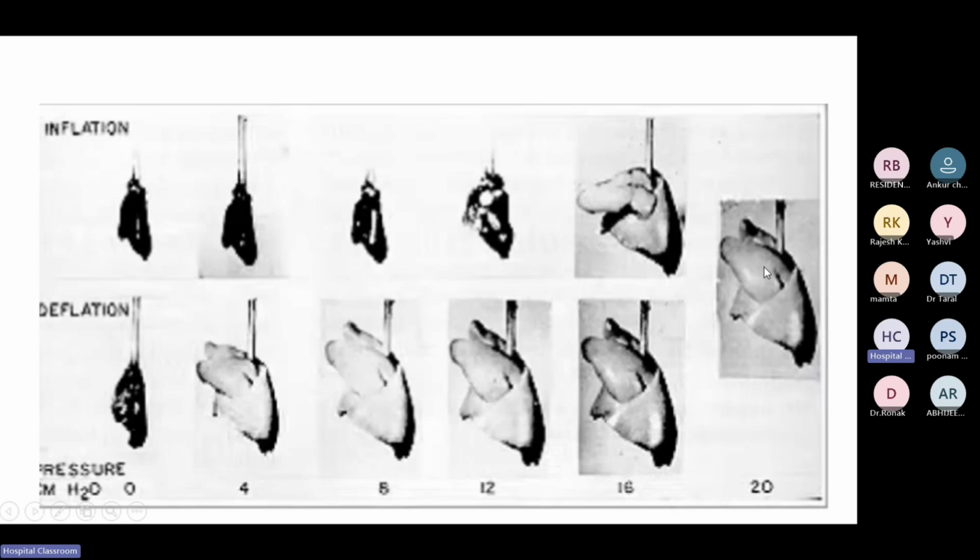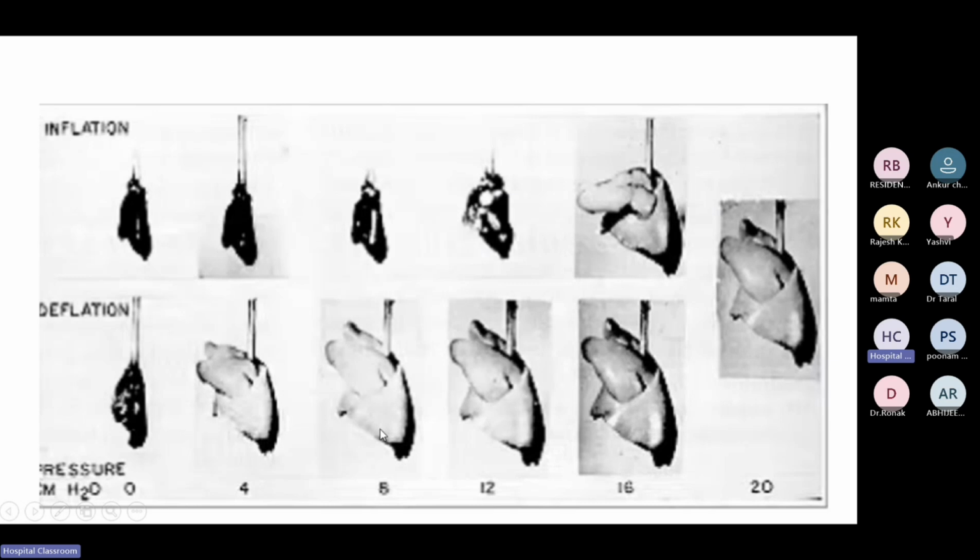Once you have recruited the lung, then as you go on the deflation limb, so as you come down, the same pressure will give you a better lung as compared to that on the inflation limb. On the inflation limb, a pressure of 12 gave me a very low volume lung, but after recruitment, when I come down on pressures, the pressure of 12 will give me a good lung volume.